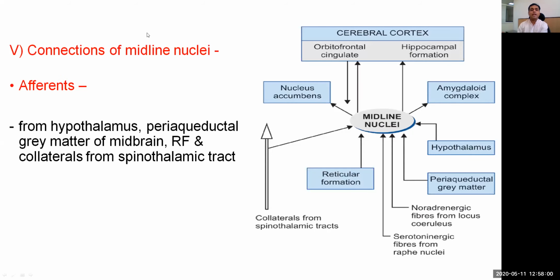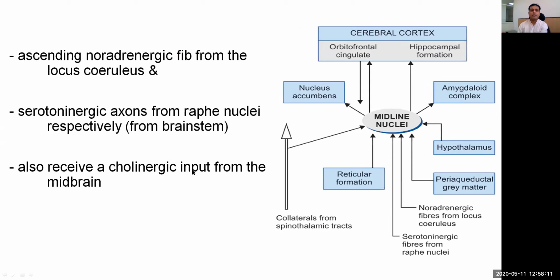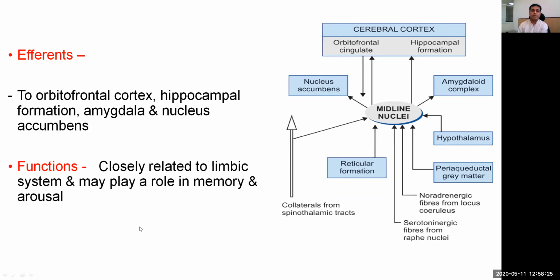Coming on to midline nuclei, connections of midline nuclei: they are receiving afferent fibers from the hypothalamus, periaqueductal gray matter of the midbrain, reticular formation, and collaterals from the spinothalamic tract. Along with this, they are also receiving ascending noradrenergic fibers from the locus ceruleus, serotonergic axons from the raphe magnus nuclei, and cholinergic input. Efferents are mainly going to the orbitofrontal cortex, cingulate and hippocampal formation, amygdala, and nucleus accumbens. They are closely related to the limbic system and therefore may play a role in memory as well as in the arousal mechanism.